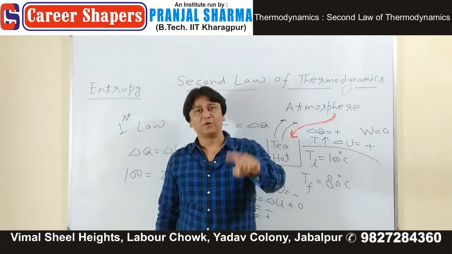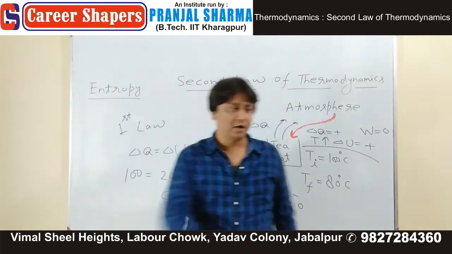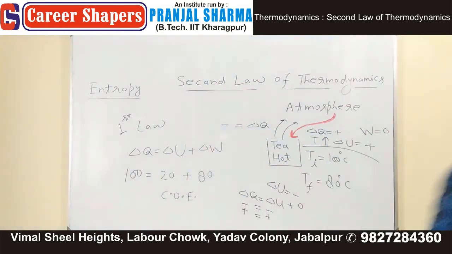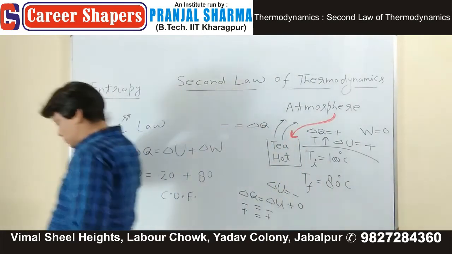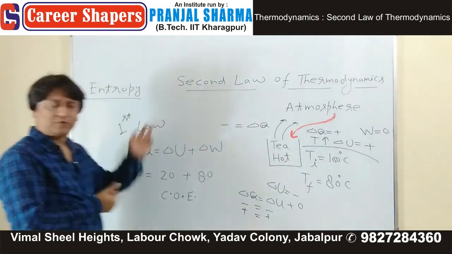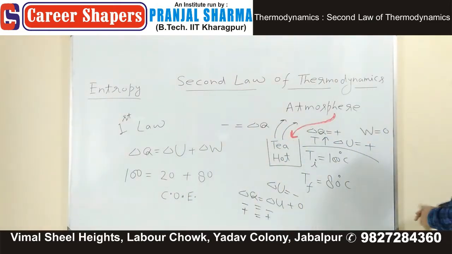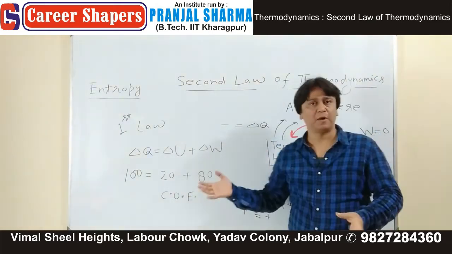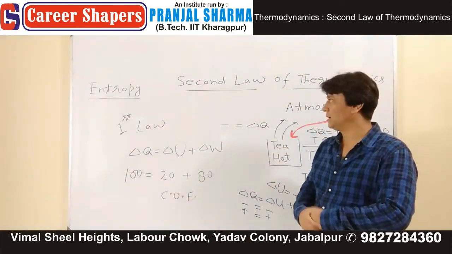Do you understand the meaning of isolated part? Yes or no? Write down fast in the comment box. Good. So the first statement of the second law of thermodynamics is what? If you have a system, its disorderness, randomness, entropy can never decrease, provided you have an isolated part.